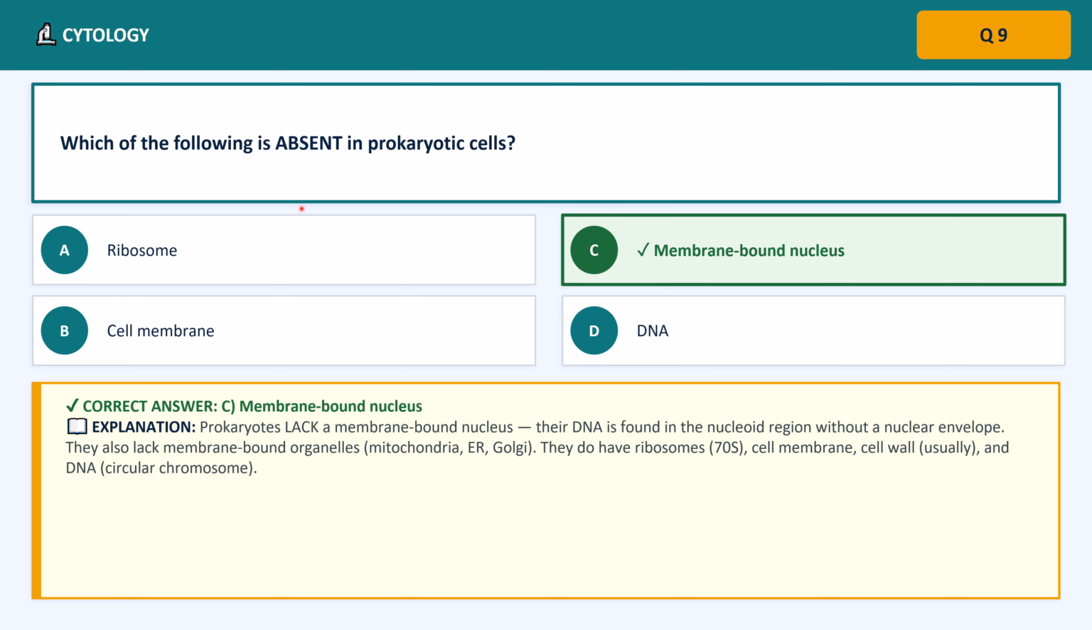Question 9. Which of the following is absent in prokaryotic cells? It's option C, membrane-bound nucleus. Explanation: prokaryotes lack a membrane-bound nucleus. Their DNA is found in the nucleoid region without a nuclear envelope. They also lack membrane-bound organelles, mitochondria, and Golgi. They do have ribosomes, 70S, a cell membrane, usually a cell wall, and DNA as a circular chromosome.